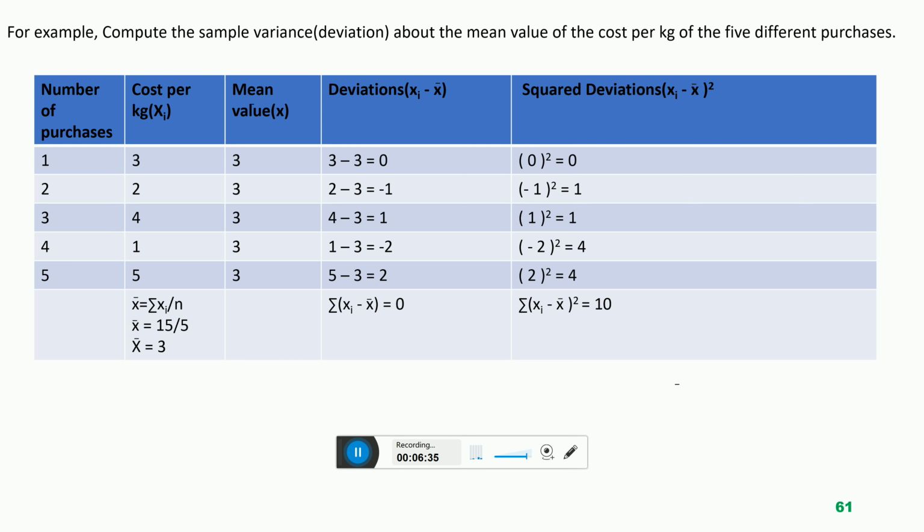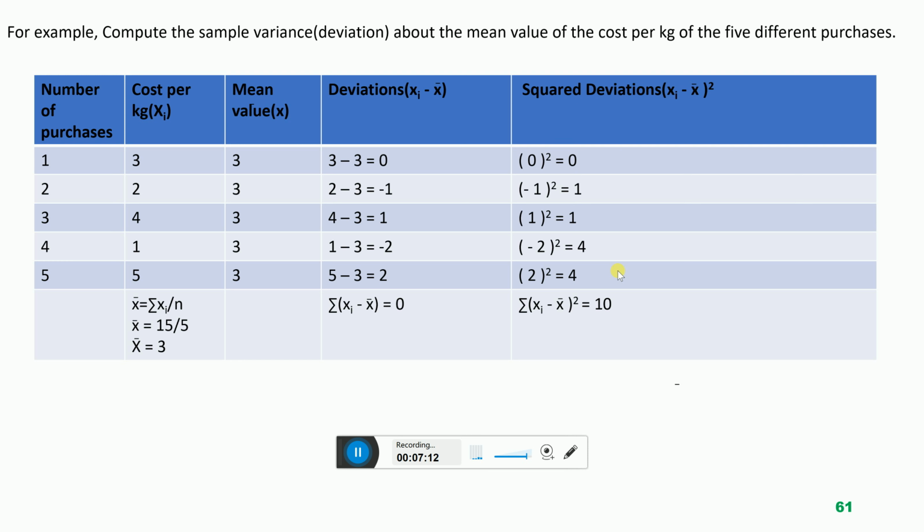So what to do? To solve this problem, we will square all these deviations. In the last column, squared deviations, xi minus x bar whole square. I'm going to square all the deviations: square 0, square -1, square 1, square -2, and square 2. I'm squaring, I'm enlarging the deviation. So the square of 0 is 0. Square of -1 is 1. Square of 1 is 1. Square of -2 is 4. Square of 2 is 4.